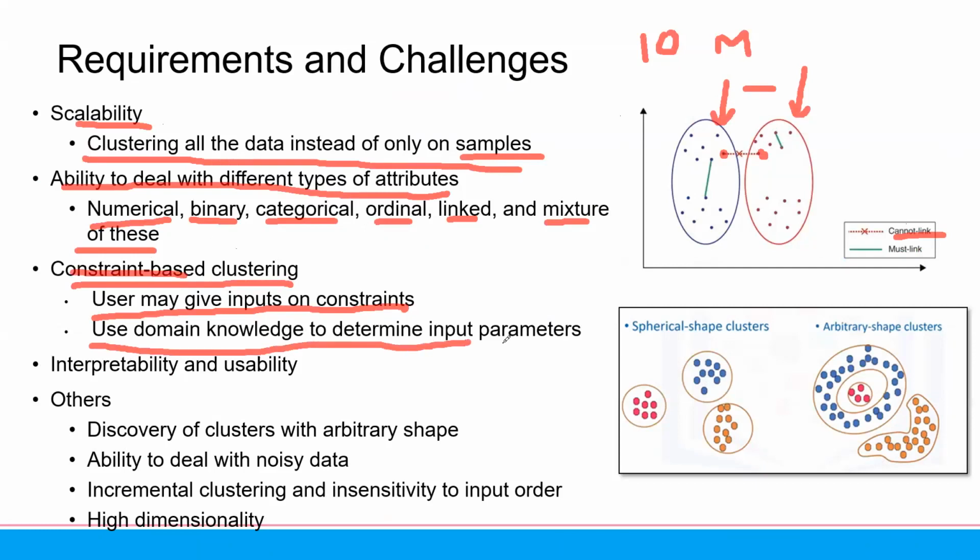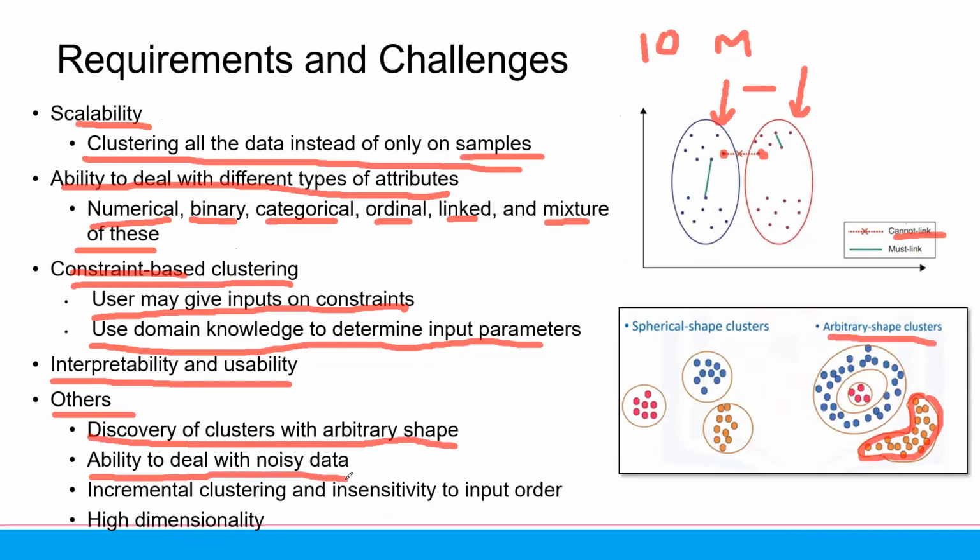Or you need to use some domain knowledge to determine the input parameters. And how we can interpret and how we can use the clustering. So it's also a challenge. The other challenge is how we can discover a cluster with arbitrary shape. For example, this shape is a little bit strange. But can we find this shape with the clustering? Yeah, actually, it is able. We can make this clustering because these are arbitrary shaped clusters.